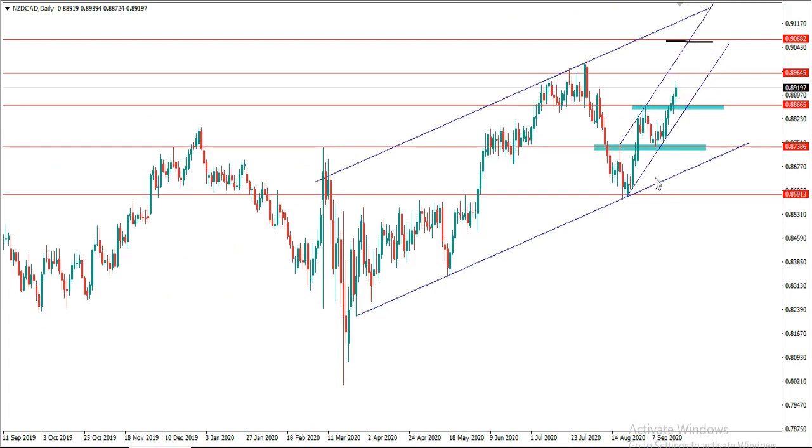So first of all, we want to see the price retest the 88.66 level once again as support. Then if that area holds as support, that's when we'll be taking our long trade on this pair. So that's going to be all on NzdCad.